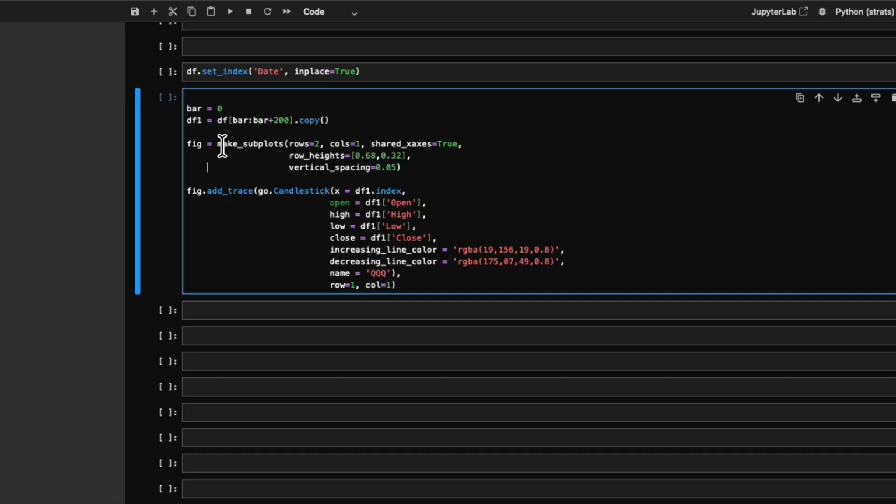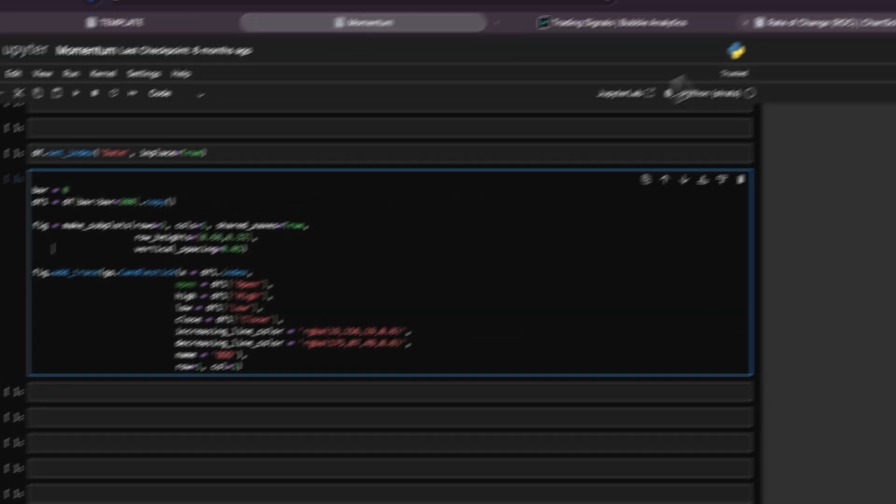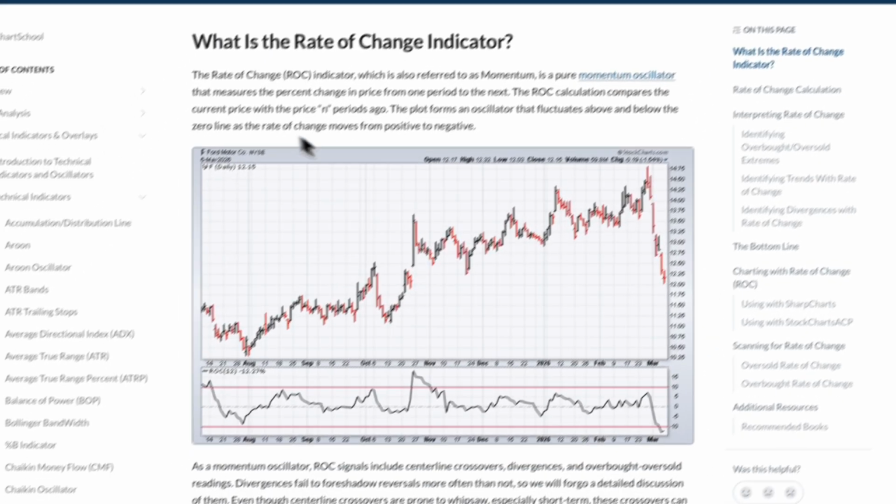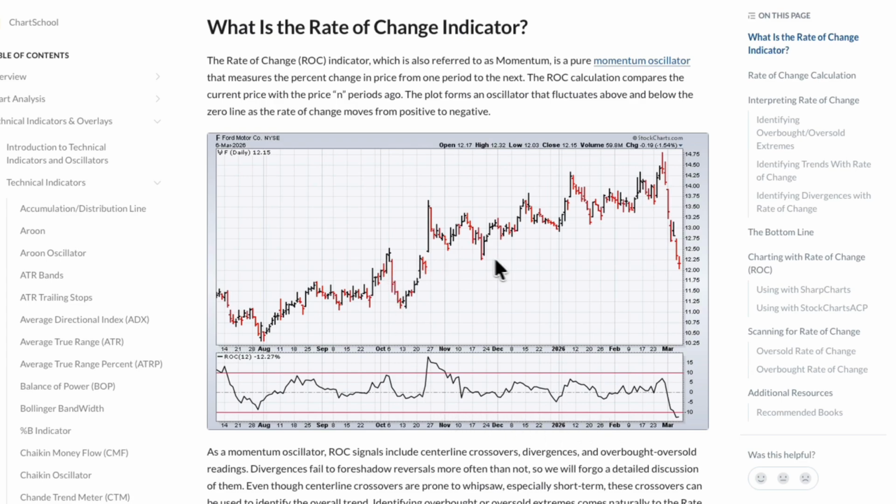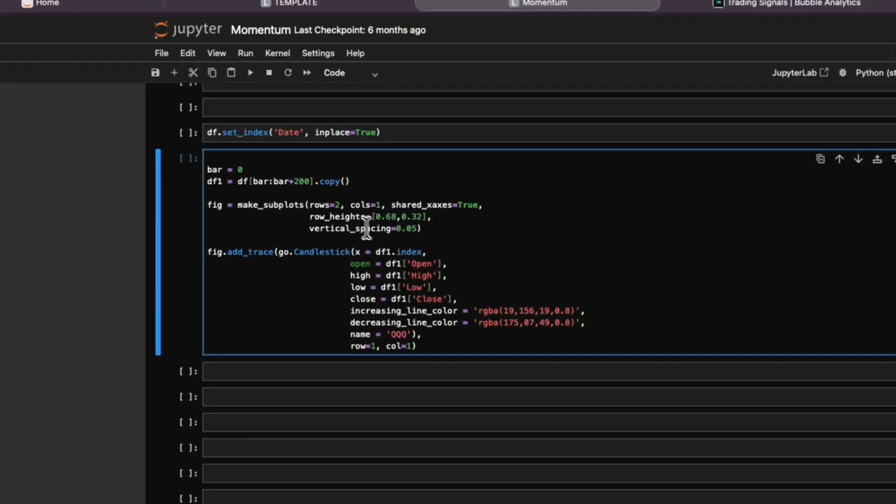And then what we're going to do is make a subplot with 2 rows in 1 column. So if we come back to StockCharts here, this is all 1 column with 2 rows, price data on row 1, indicator data on row 2. So we're creating 2 rows, 1 column, sharing the x-axis, and then this just defines how much of the screen real estate, or the chart real estate, row 1 gets versus row 2. And then this section here, we are adding a trace into our fig variable here, telling Plotly to use the candlesticks method in order to pull in the OHLC data from our DF data frame.